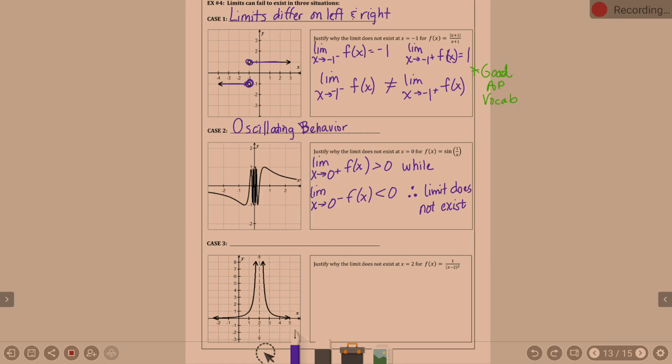And we have case 3. Now, case 3 is a difficult one for me, but this has to do with unbounded behavior, okay? Because that graph is going where? Infinitely up, okay? So case 3 is a special case, and I'm going to call it unbounded behavior.